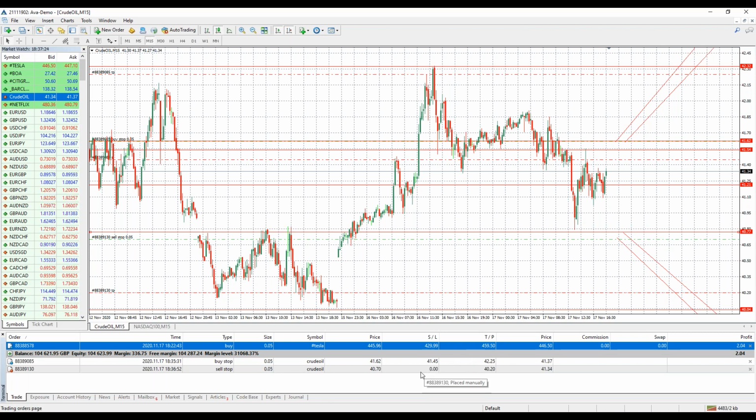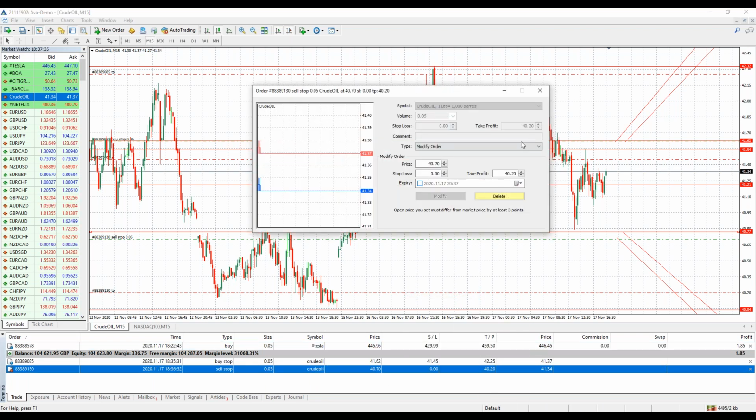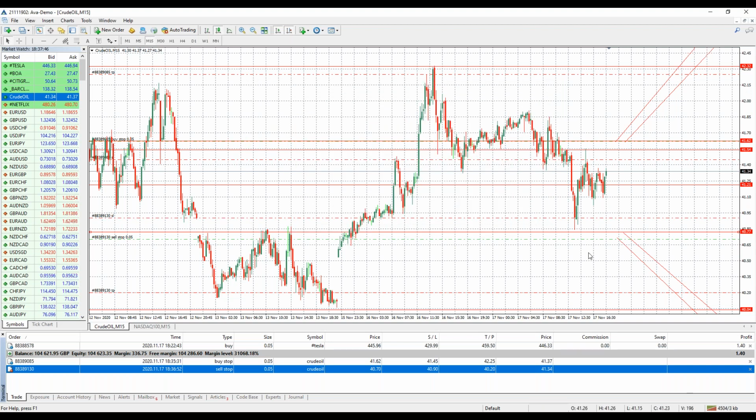I didn't get my stop loss in, did I, on the sell stop? I want to put my stop loss up here about 40.95, back above the broken support. $40.9. Okay, so there's the stop loss.